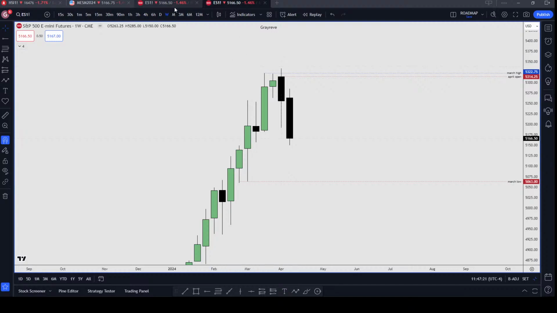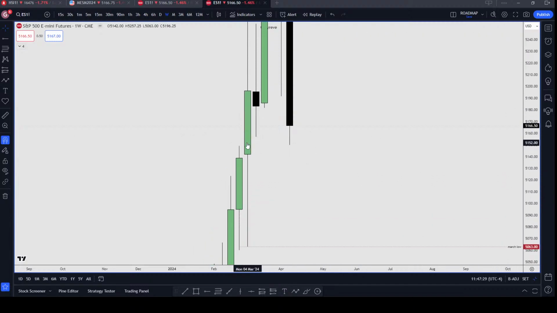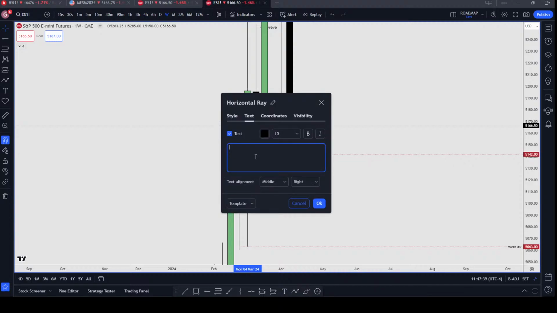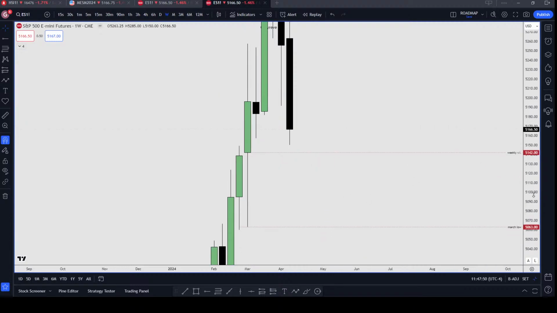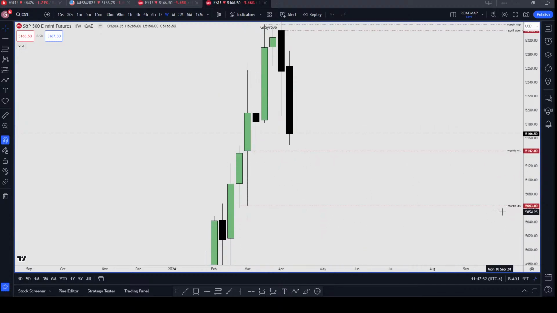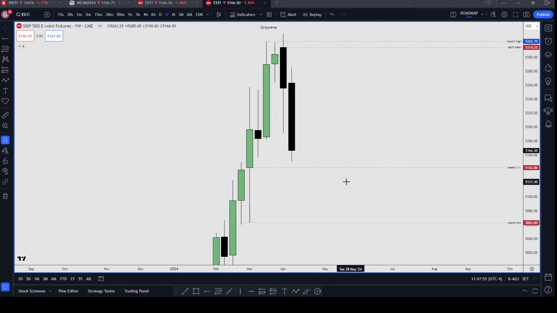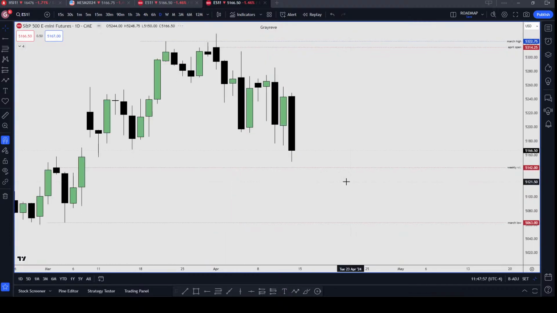Okay, now for ES, we have reached into this weekly fair value gap right here, but if you look closely, we have this weekly volume imbalance right here. This area here, to me, is the low-hanging fruit for next week, right? So weekly volume imbalance, and below that it's March low. Okay, so from here we're going to jump into the daily.